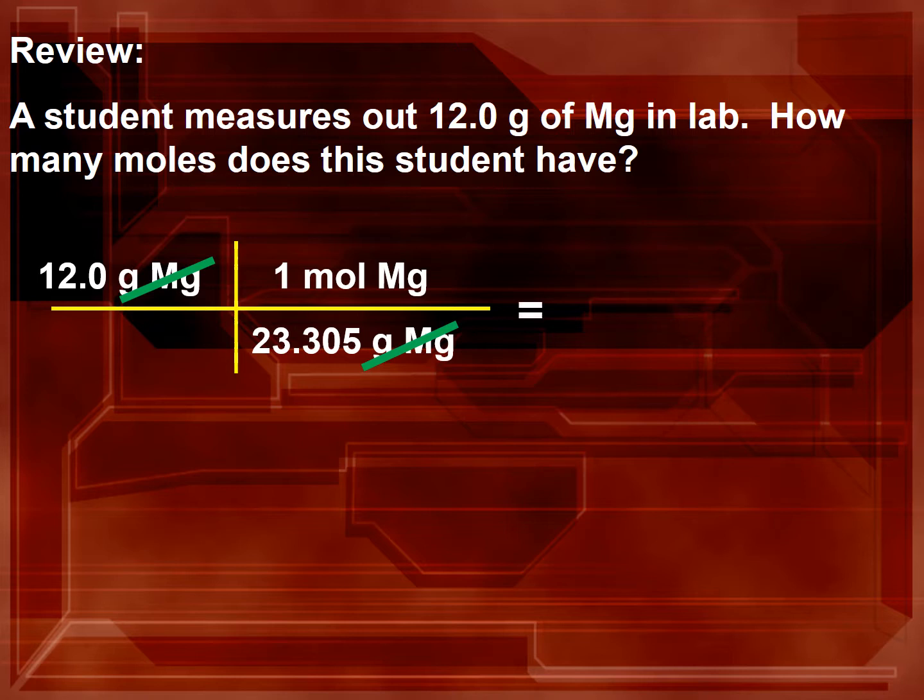When we divide this number, we get a number that looks like this, 0.49372557. But notice that our given only has 3 significant figures, so we're going to have to round this to 3 significant figures. You might think 0.493, but 0.494 moles of magnesium. That last digit makes that 3 round up to a 4.